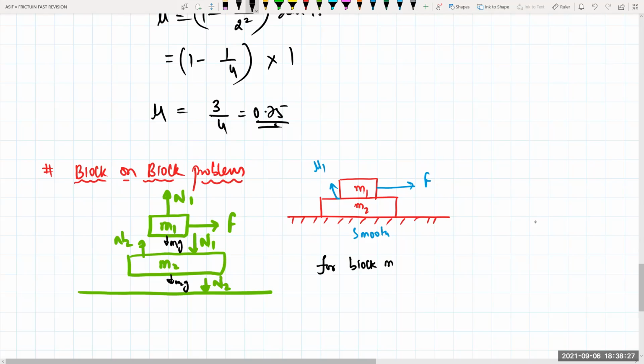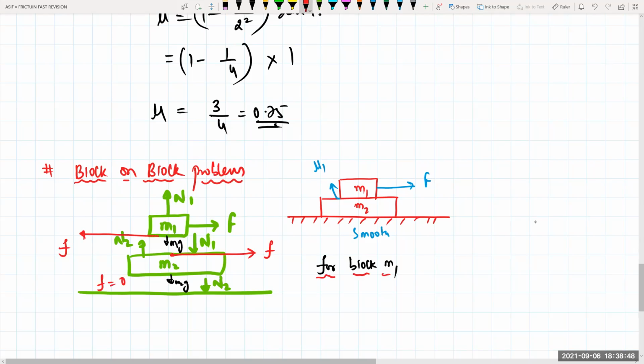For block M1, there is also friction between M1 and M2. When there is friction, a frictional force acts on this one. This is friction F, and on this surface there will also be friction F. Down there, as it is a smooth surface, the friction will be zero.